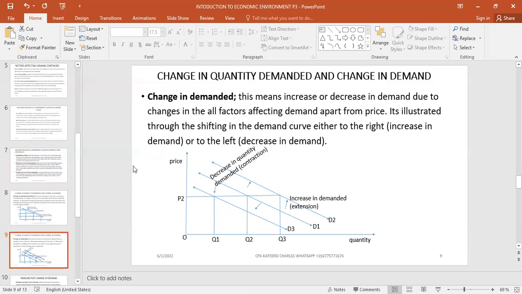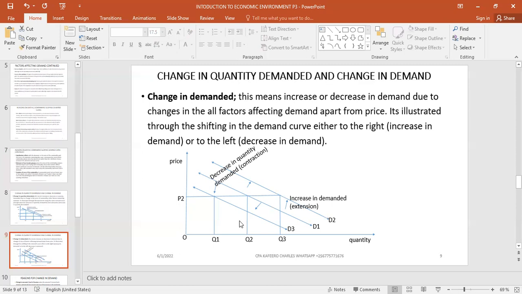So it is illustrated through the shift in the demand curves, either to the right. If it is moving from the equilibrium point to the right, it means there is an increase in demand. And if it is moving from the equilibrium point to the left, it means there is a decrease in demand. But these decreases or the increases, they are caused by other factors other than price.